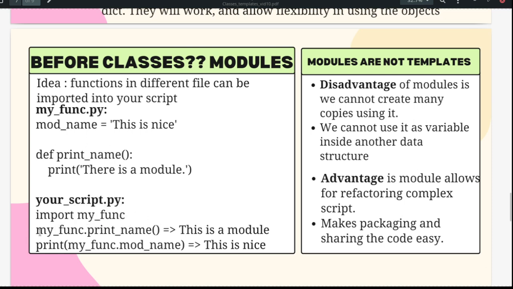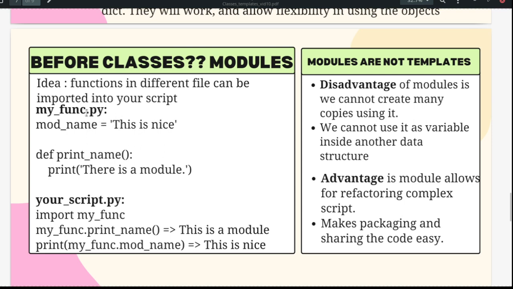If I do this, after that you can use the dot operator, my_func.print_name, that will print "this is a module". Okay, there is a typo here, so it will be "there is a module". And if you try to print my_func.mod_name, it will print "this is nice". So basically the module is kind of like a function, but kind of like a class. But the major disadvantage is that in the case of modules, you cannot make any kind of copies. So you cannot change anything in this variable name.